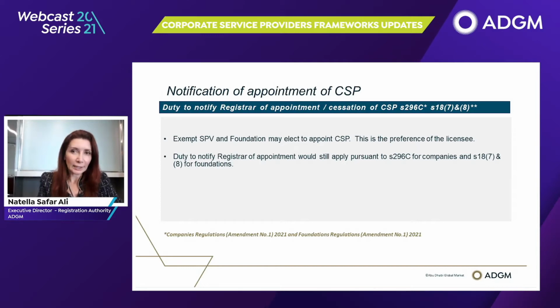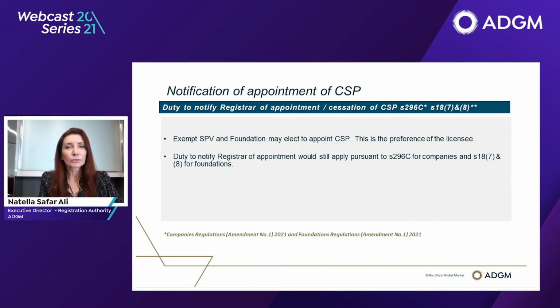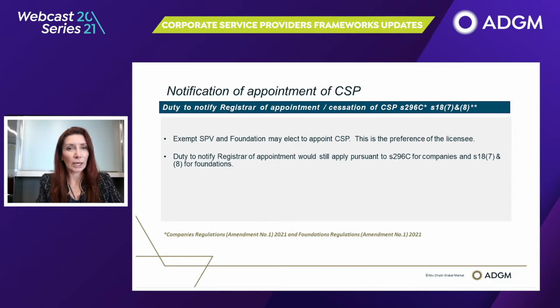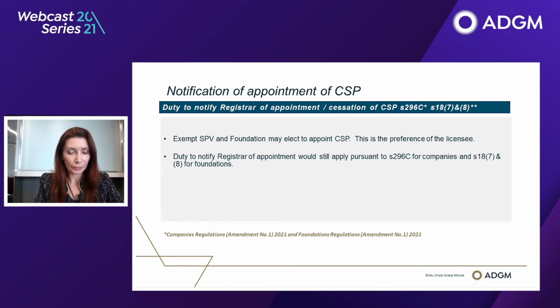But should you select that option, then the exempt SPV or foundation is still subject to the duty to notify the registrar of such appointment, which is specified in Section 296C of the Companies Regulations and Section 18.7 and 8 of the Foundation Regulations. So once you select the CSP, the notification requirement is applicable to you. You still have to notify the registrar within 14 days. The CSP still needs to sign a consent form, and the CSP appointment form should be emailed to monitoring@adgm.com. And failure to provide that notification makes you liable to a fine.